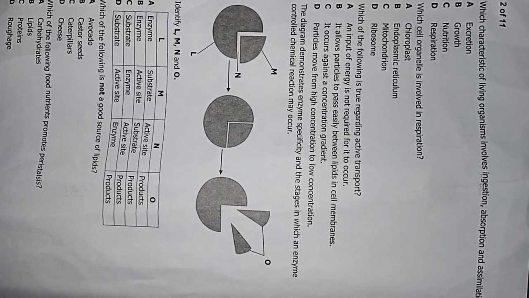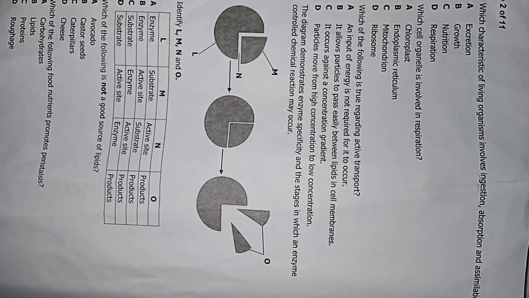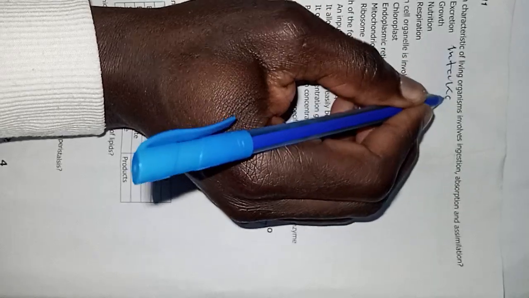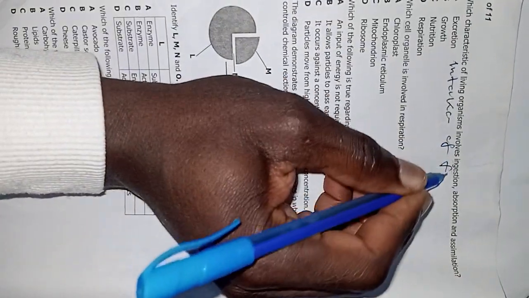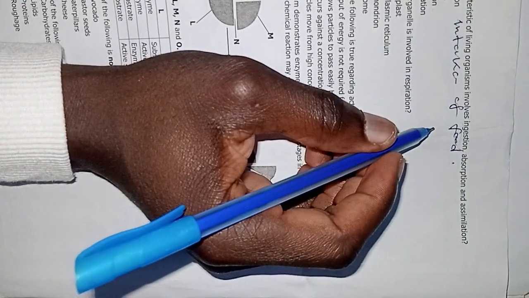So we're going to define what ingestion is, what assimilation is, and what absorption is. By definition, ingestion is the intake of food. So under ingestion, we just have intake of food substances. Now, what is assimilation by definition?